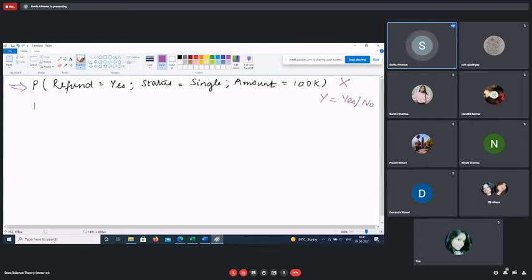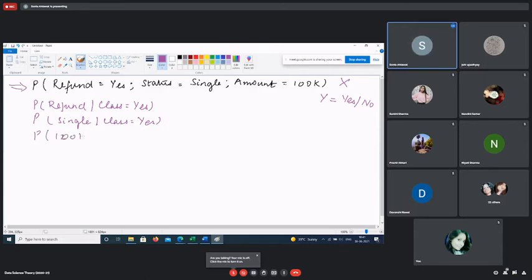Now what we have to go for? First thing is we have to go for refund belonging to class yes. Then we have to calculate the status that is single that belongs to class yes. And finally the amount that again belongs to class yes. Clear हुआ यहाँ तक?